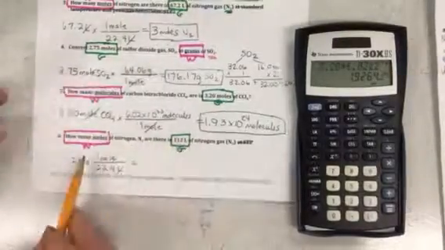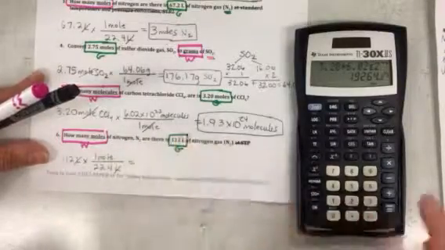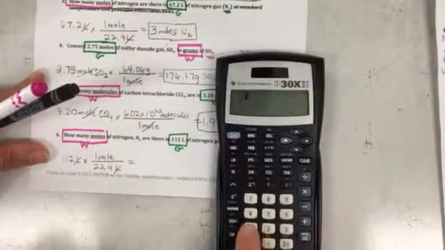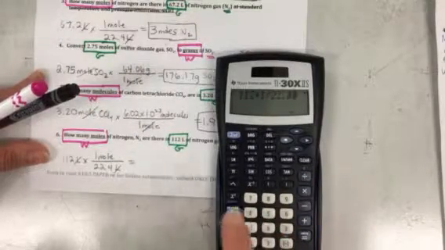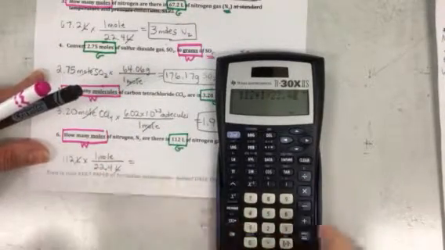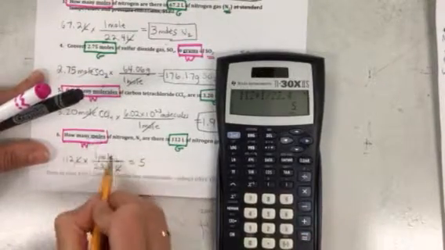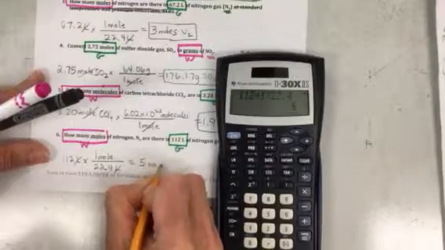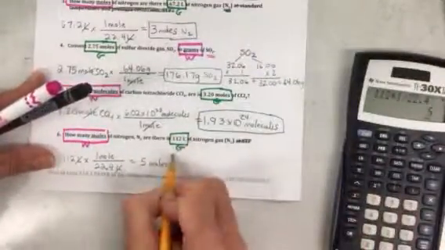Liters will cancel. Remember, they have to be above, below. So you know you've set it up right when you see that. 112 times 1 divided by 22.4 equals 5. 5 what? 5 moles. Liters canceled, moles are what's left.